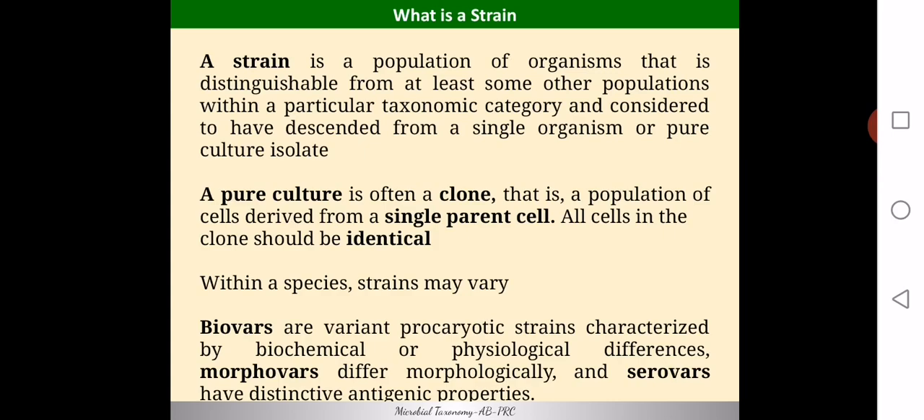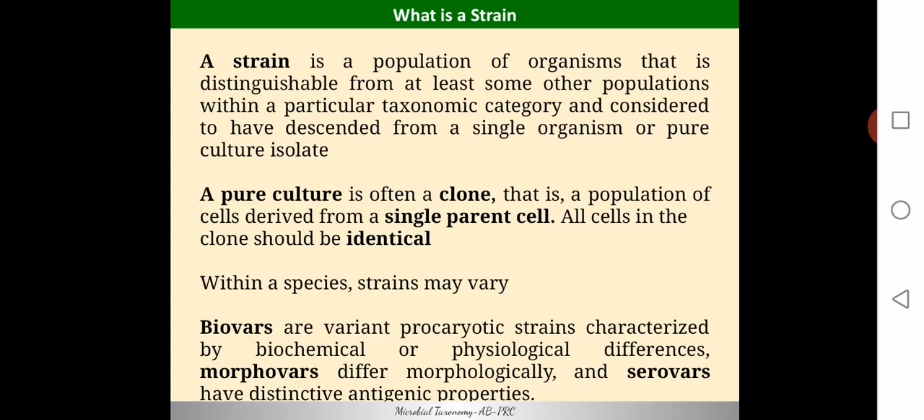In a simple sense, it's a pure culture, right? It's a pure culture of an organism in which there is only a single type of bacteria. Usually they have originated from a single cell, right? So a pure culture is often a clone, which is a population of cells derived from a single parent cell. That we know, just like a colony, it's a clone, right? And all the cells within that clone will be identical, isn't it?